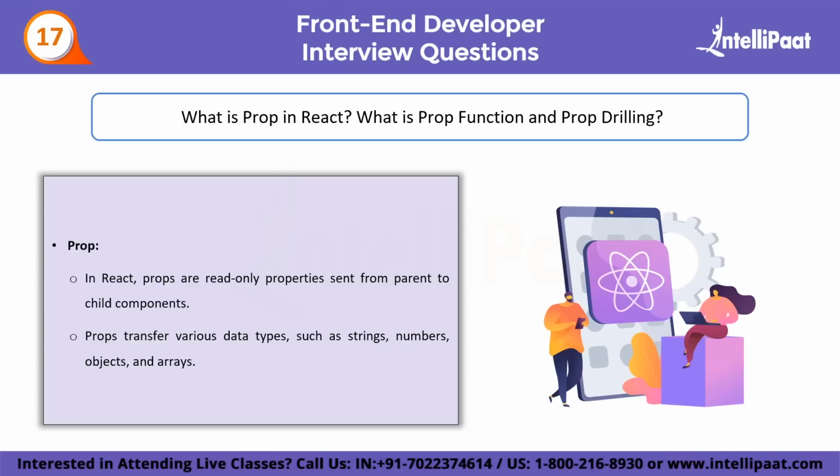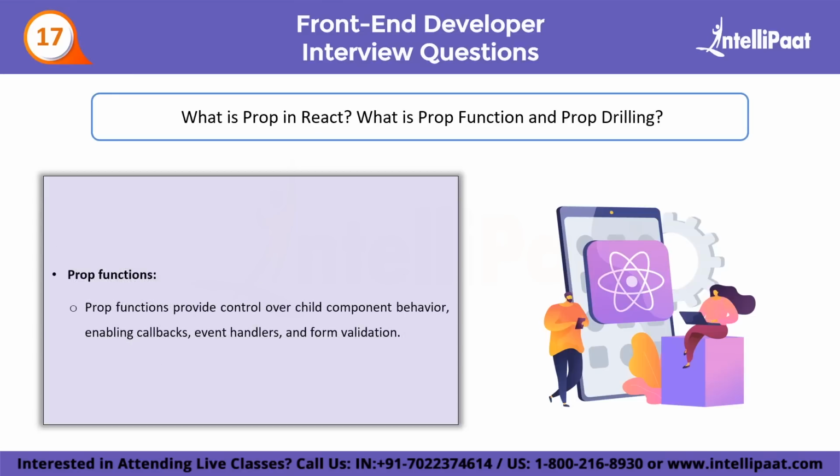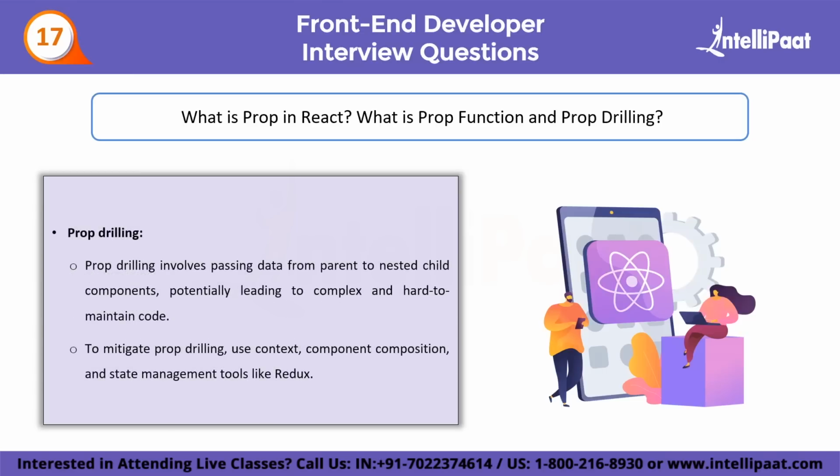These props are used to transfer information between components. Props can be used to send data to a child component of any kind, including strings, numbers, objects, and arrays. A prop function is a function that is provided to a child component as a prop. Prop functions are used to provide parent components control over their child component's behavior. Prop functions can be used to create many different functionalities, including callbacks, event handlers, and form validation.